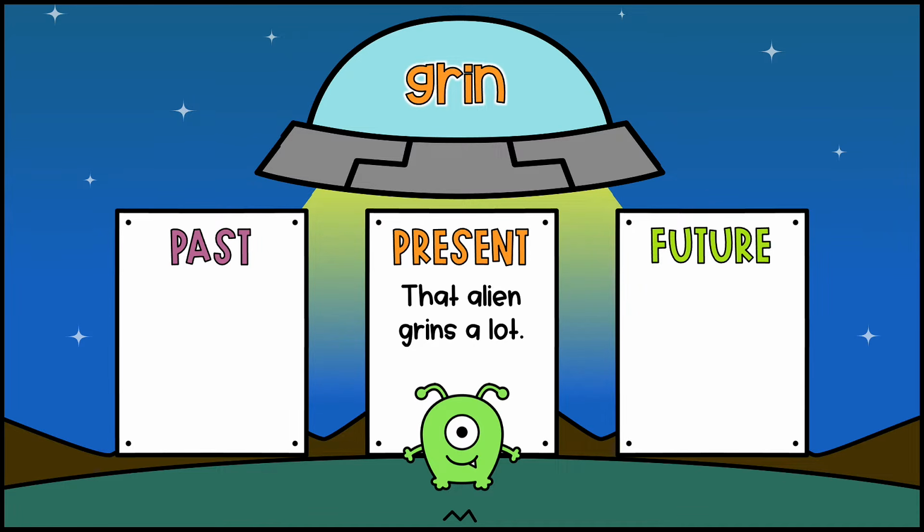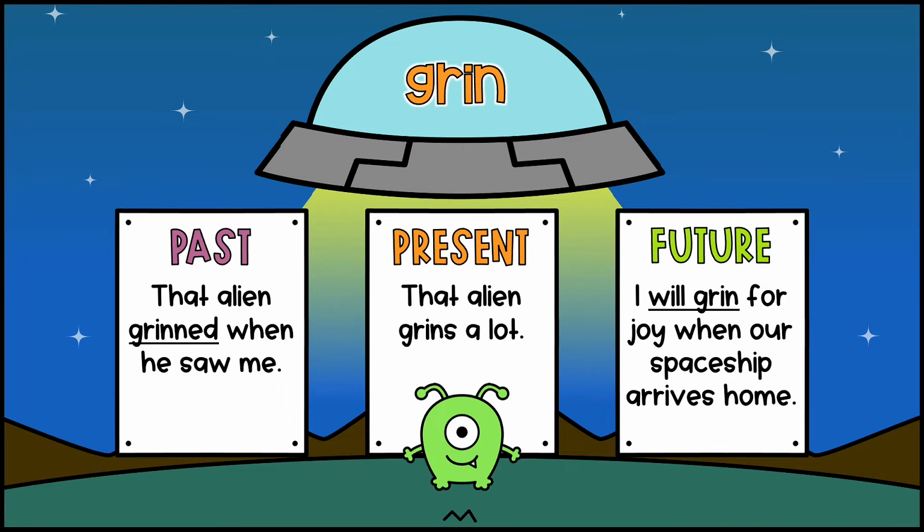Okay, good. Now what would be the past tense of grin? Let's add ed. There we go. Grinned. That alien grinned when he saw me. Now let's take grin and make it future tense by adding will. I will grin for joy when our spaceship arrives home.